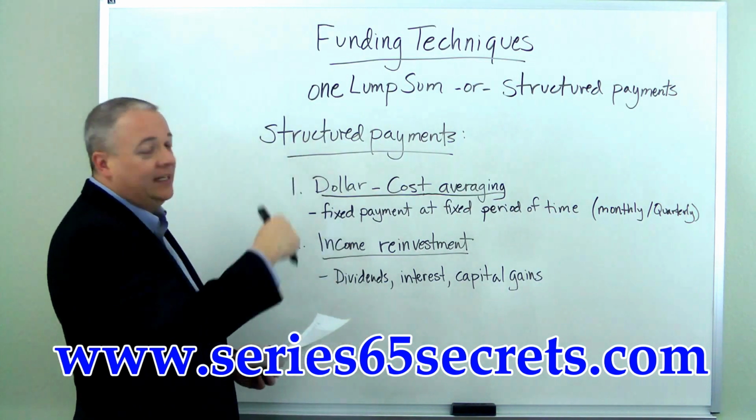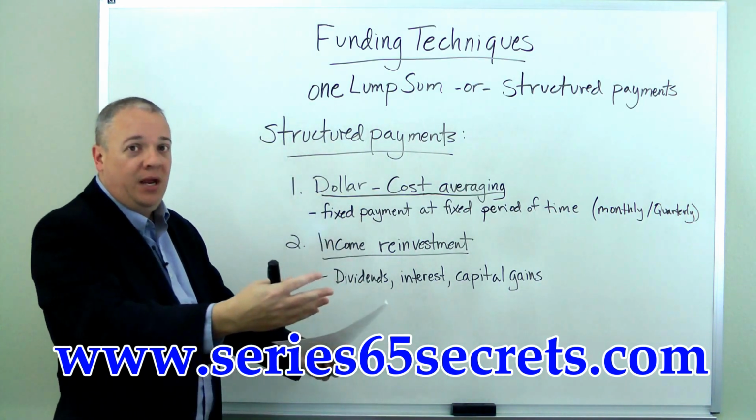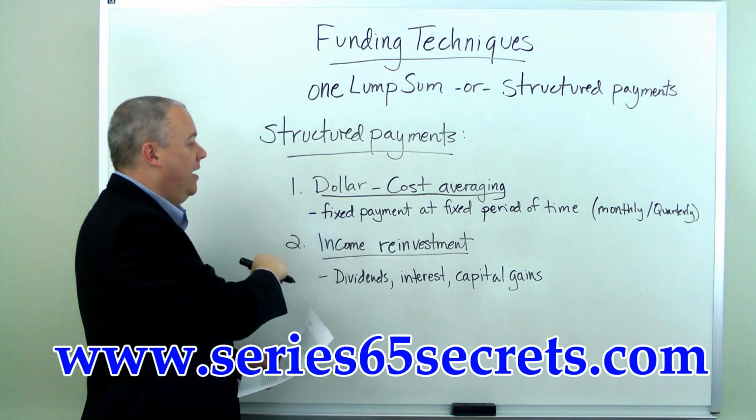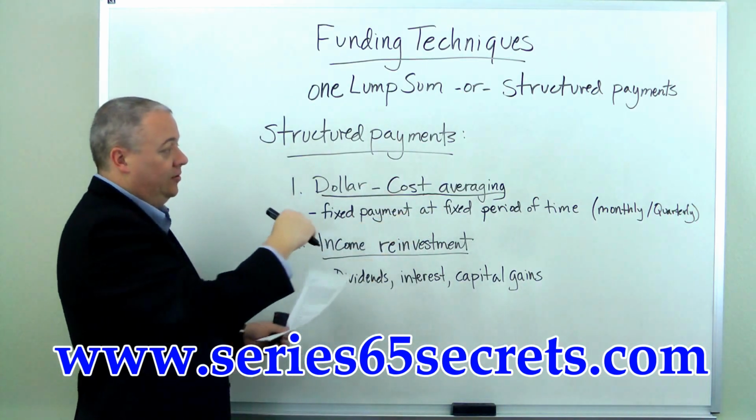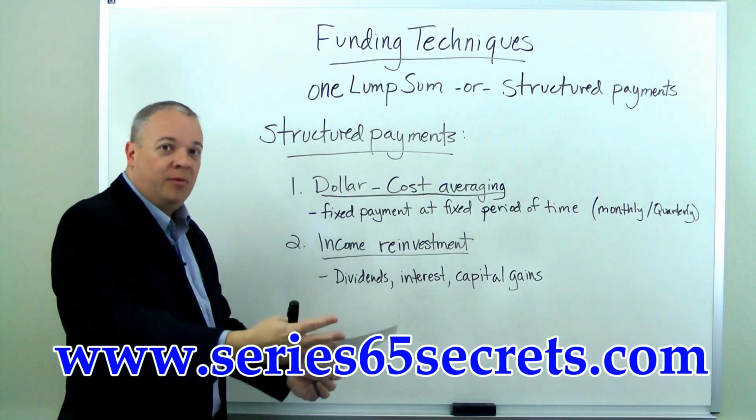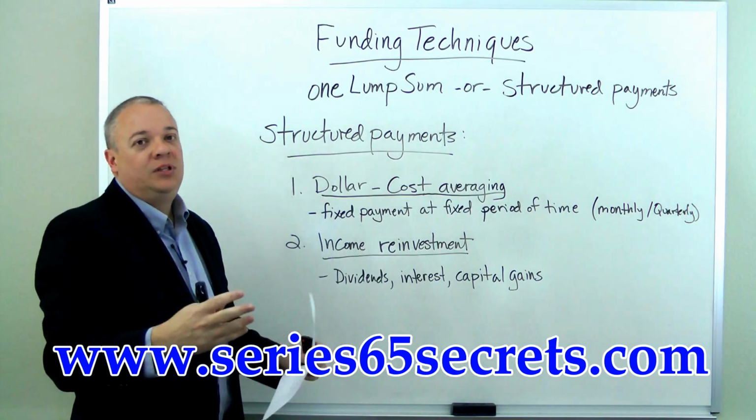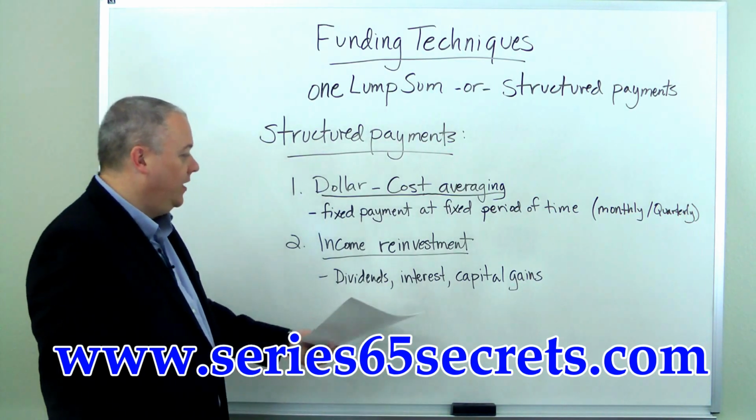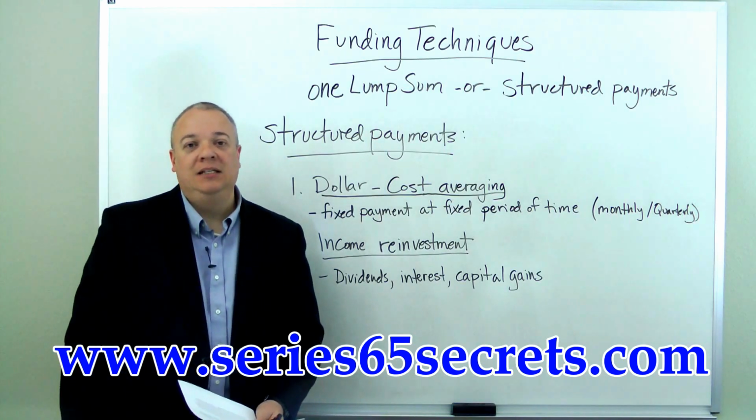So once again, funding techniques for investment, a single lump sum or a structured payment, and then under structured payments, two options we looked at today: the dollar cost averaging, a fixed payment amount over a fixed period of time, which once again, when it's lower, they are able to buy more, and when it's higher, they buy less, but that averaging out helps them miss some of the peaks and valleys. And then income reinvestment, taking the dividends, interest, and capital gains from their investment and reinvesting it back into the fund or stock.